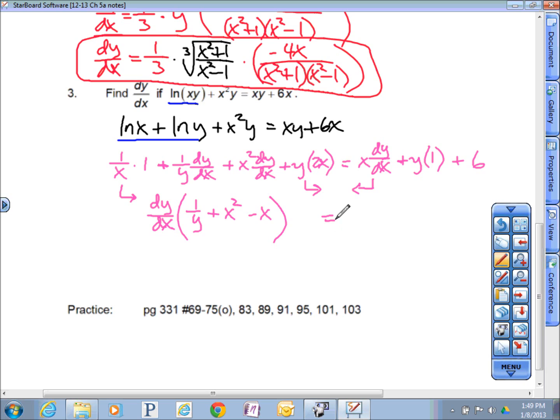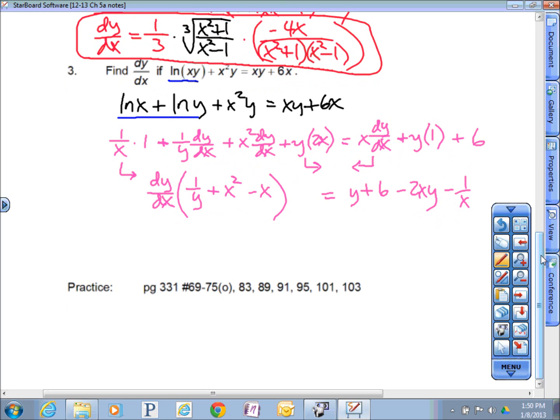And on the other side of my equation, I already had a y plus 6. And let's see, I subtracted a 2xy. And I also subtracted a 1 over x. So now in order to get dy dx by itself, that dy over dx would be the same thing as y plus 6 minus 2xy minus 1 over x, over 1 over y plus x squared minus x.